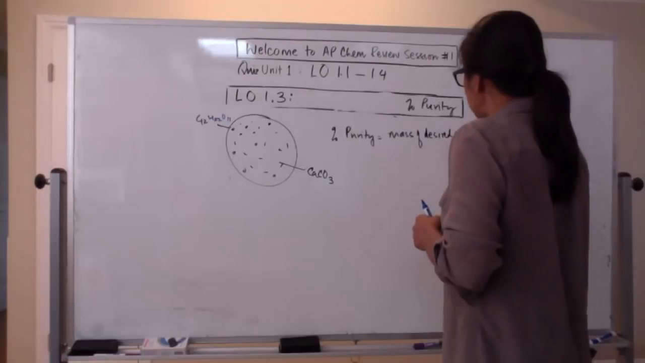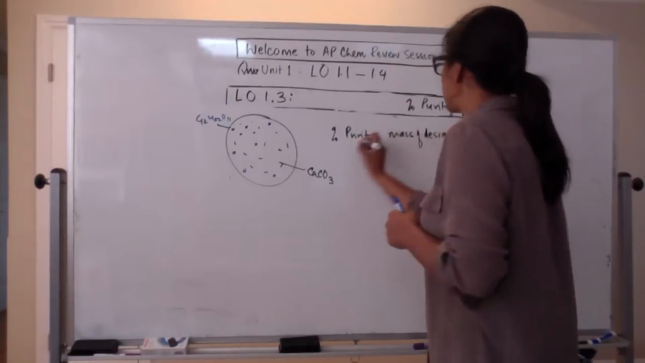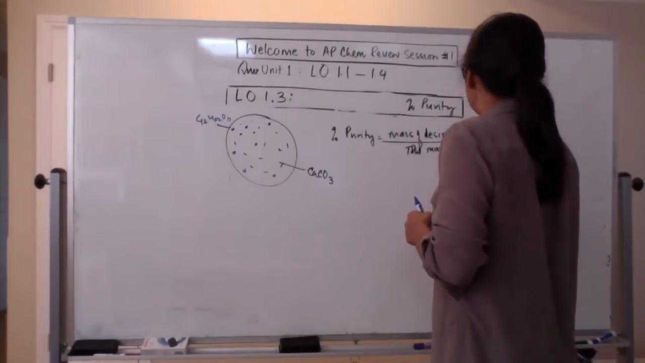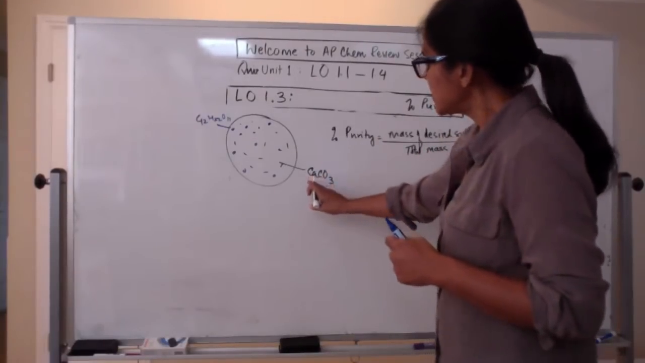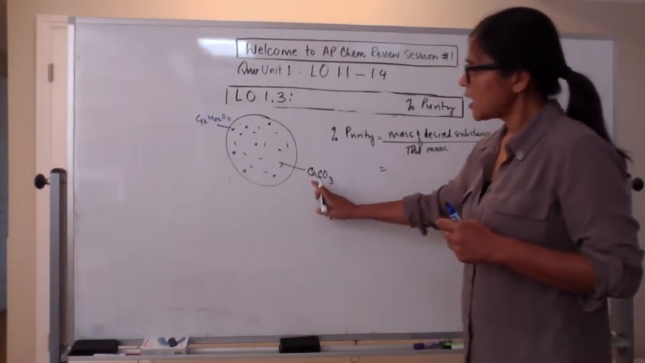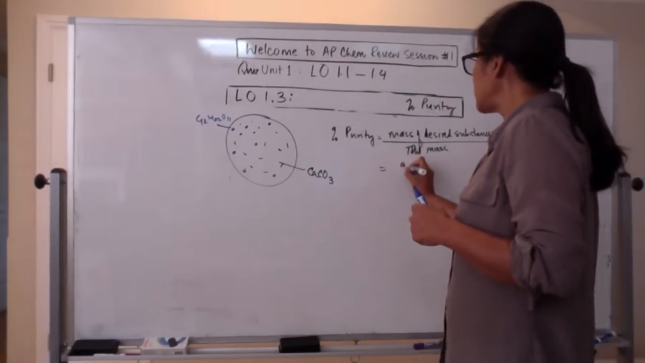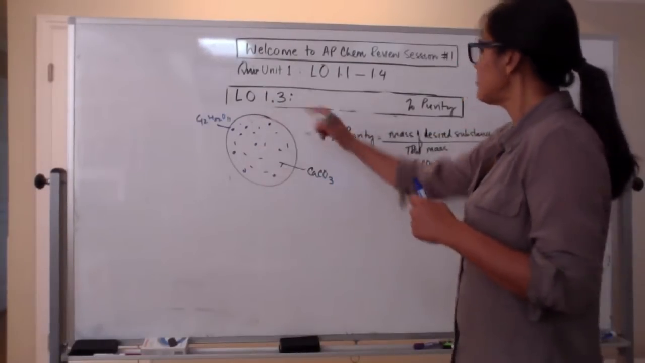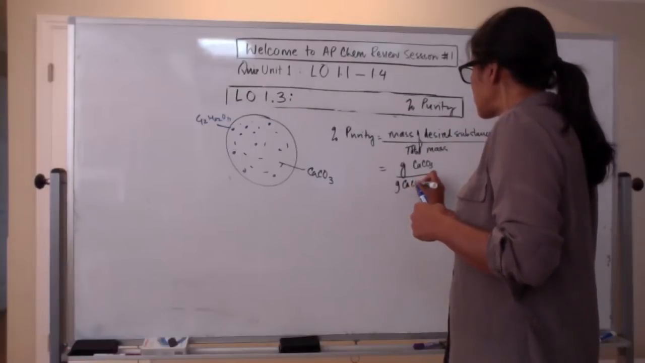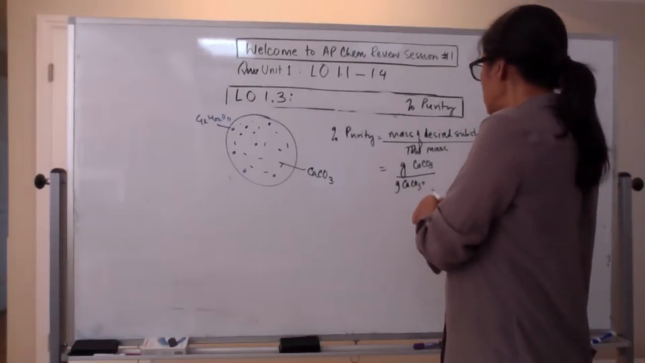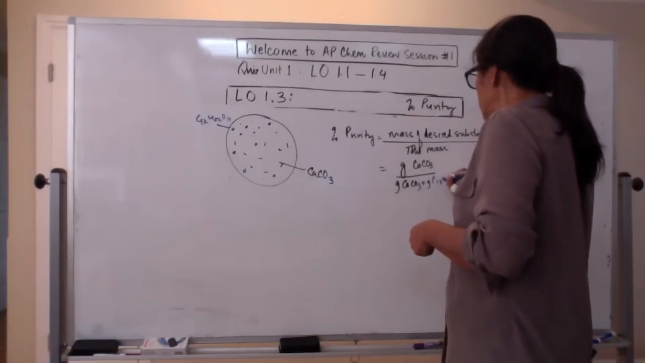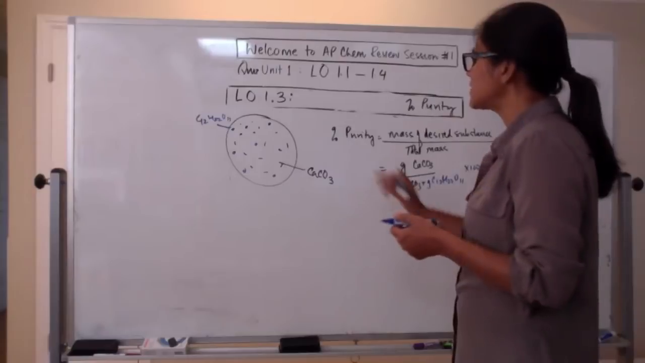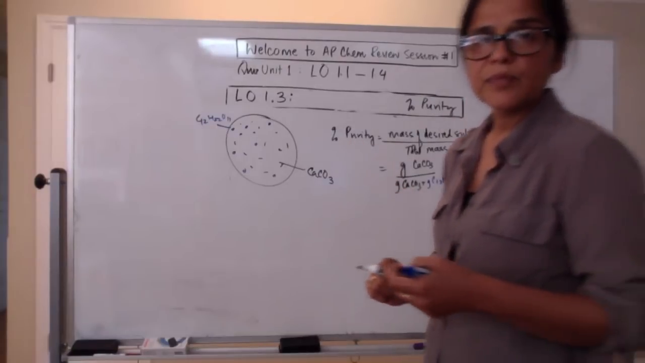Now, percent purity is defined as mass of desired substance over total mass times 100. So in this case, because we are interested in calcium carbonate, if we got grams of calcium carbonate and got the total mass of calcium carbonate plus grams of sucrose, times 100, then that is percent purity.